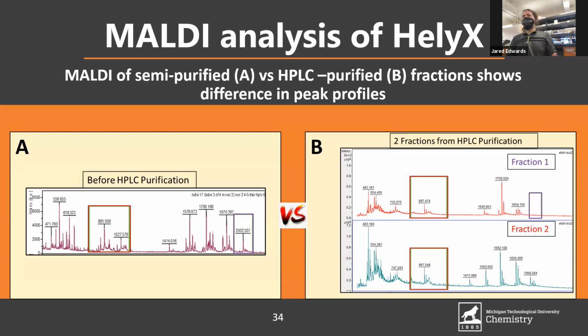To get a better idea of what's in each of these, I've been performing MALDI on the received samples. Matrix-assisted laser desorption ionization is basically a quick and easy mass spec analysis that I can do of my samples. On the A side, we see what it looks like before HPLC purification, so this is a more crude sample, run on a gel column through size exclusion chromatography. In this fraction you see many peaks, that characteristic cluster we'll see in a lot of these samples, at 1400, 1500, 1700, 1800, et cetera, with a little group of peaks around 890 and 1000.